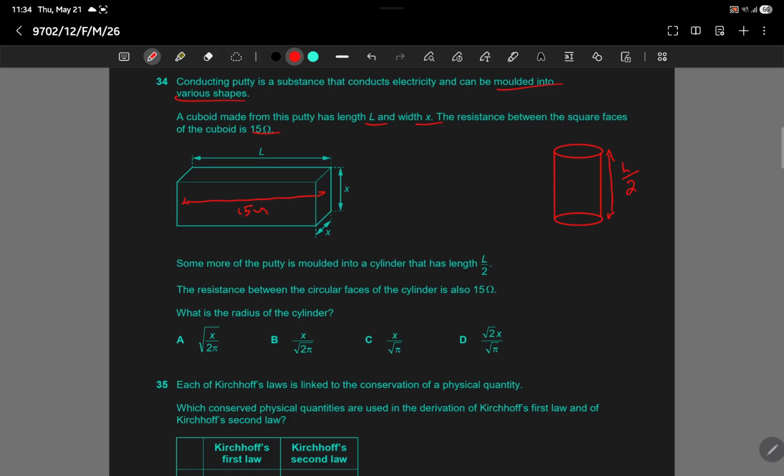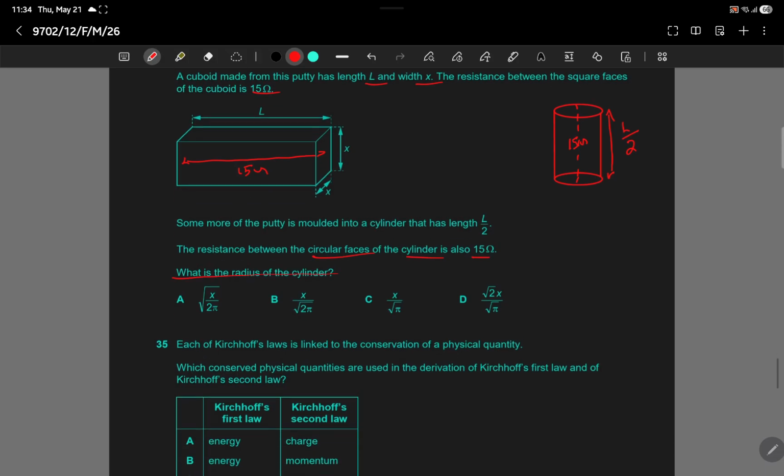And the resistance between the circular faces of the cylinder, I mean this part is 15 ohms, which means that from here to here, the length is the same as this. Okay, so this is L. Wait, no, then how is that L by 2? Okay, alright. So the resistance between the circular faces of the cylinder is also 15 ohms.